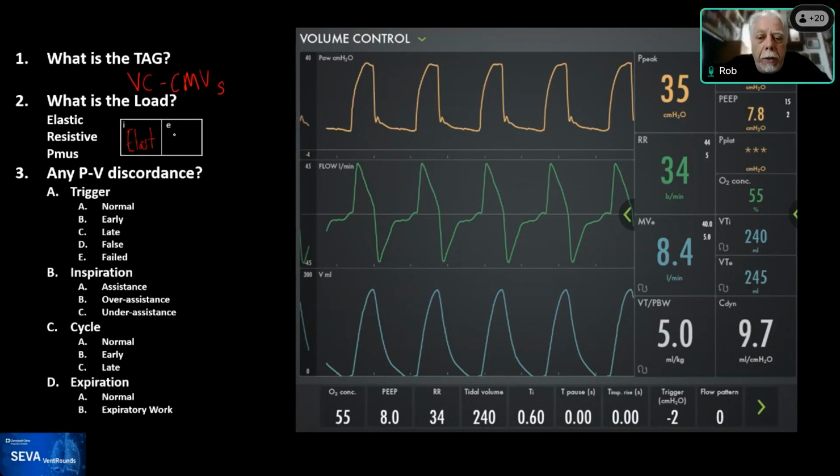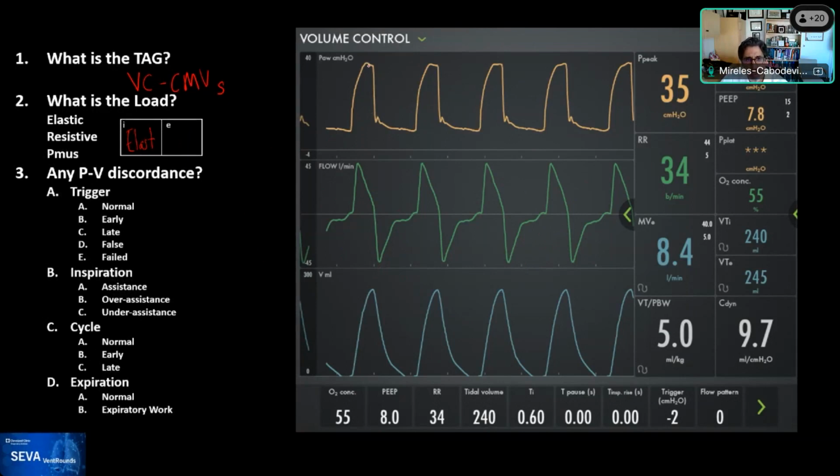Yeah, also look at the dynamic compliance. Yeah, it's in the gutter. It doesn't get much worse than that for an adult. Well, we had somebody with 6 the other day. Wow. Yeah, but actually we should bring that one. And then during exhalation it is a little bit off. There's something odd here.